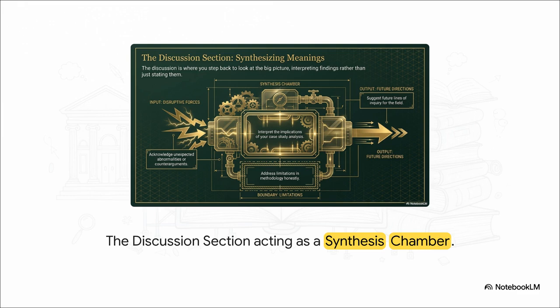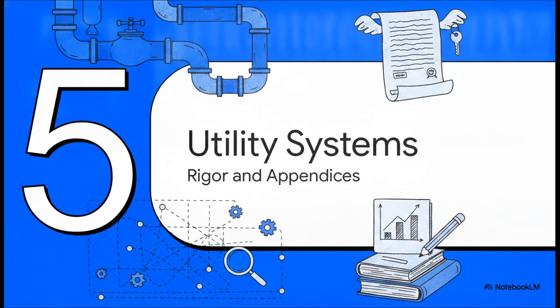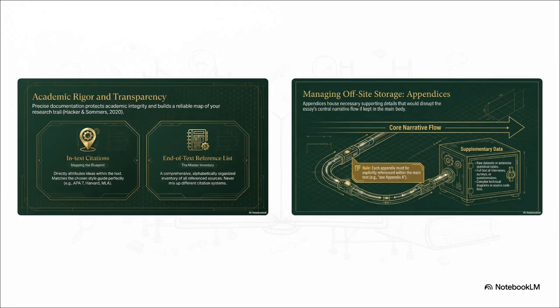And finally, the chamber outputs clear future directions, basically pointing a flashlight toward where the next builders in your field should focus their inquiry. Finally, Phase 5, installing the utility systems. We're talking academic rigor and appendices. Look, before we can ever hand over the keys to the reader, or worse, the grader, we have to install the documentation systems. You have to treat academic transparency not as some hasty afterthought, but as essential, non-negotiable infrastructure.